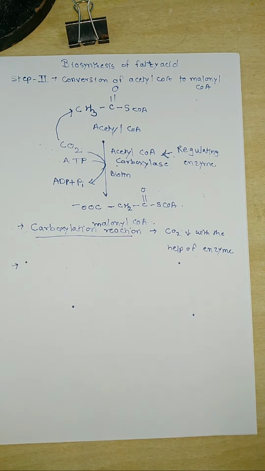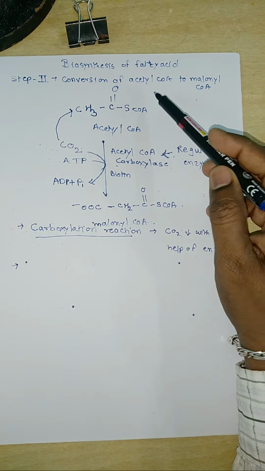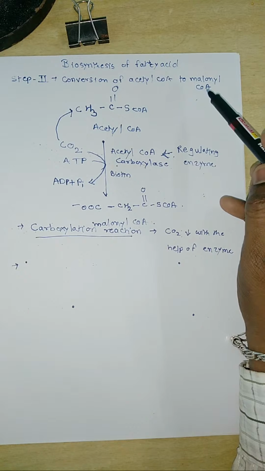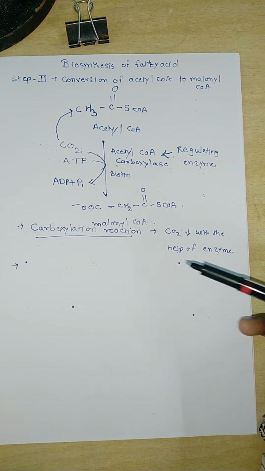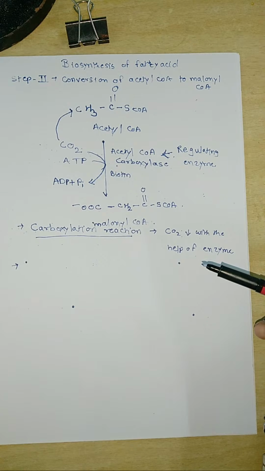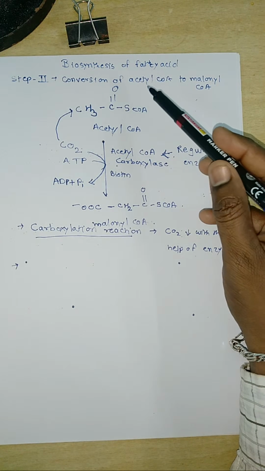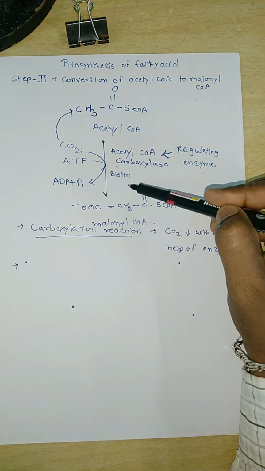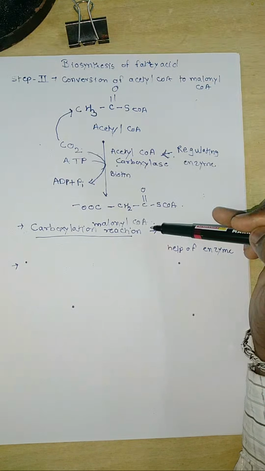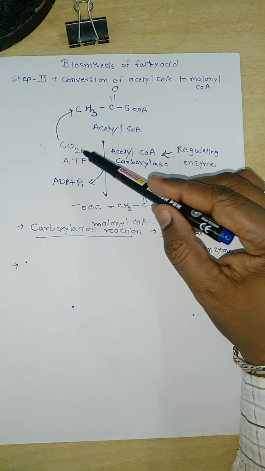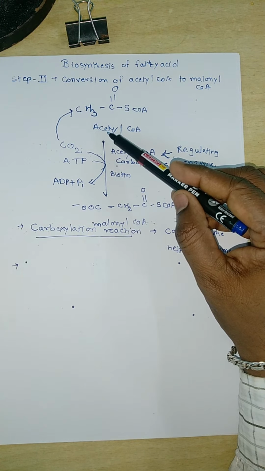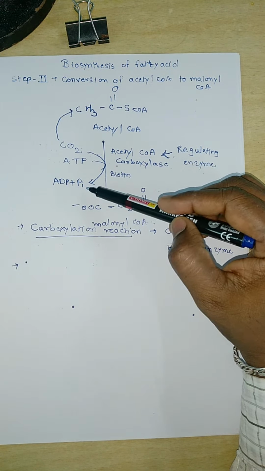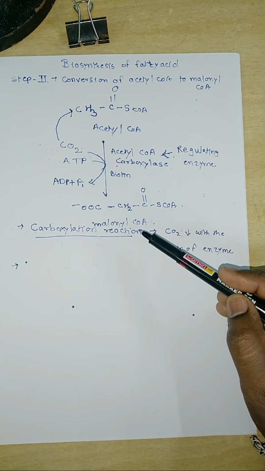Now the second step, which is very important, in the biosynthesis of fatty acid. Step 2 is the conversion of acetyl CoA to malonyl CoA. This reaction is purely a carboxylation reaction, in which carbon dioxide is fixed with the help of enzymes. This acetyl CoA, CH3CO-CoA, in the presence of acetyl CoA carboxylase and biotin, is converted into malonyl CoA. This malonyl CoA is formed by the fixation of carbon dioxide into acetyl CoA. This fixation requires an energy source, that is ATP, which is converted into ADP and Pi, inorganic phosphate, forming malonyl CoA.